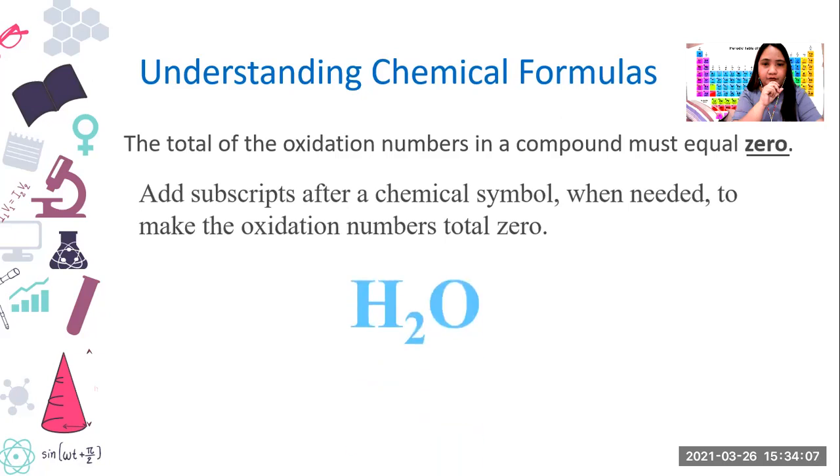For example, H2O. How do we know this? Let's check if it's 0. H is 2, and the oxidation number of hydrogen is 1. So 1 times 2 is positive 2. The oxidation number of oxygen is 2, and that's negative. So positive 2 minus 2, the whole thing is 0. Therefore, this is neutral. So water is neutral.